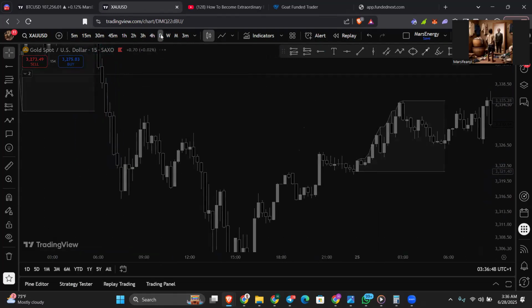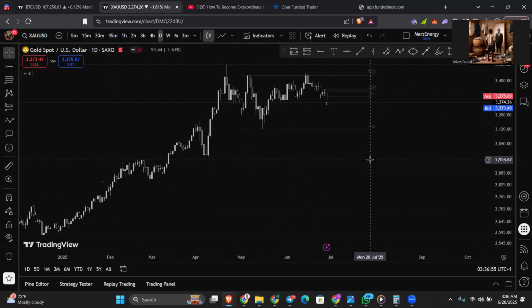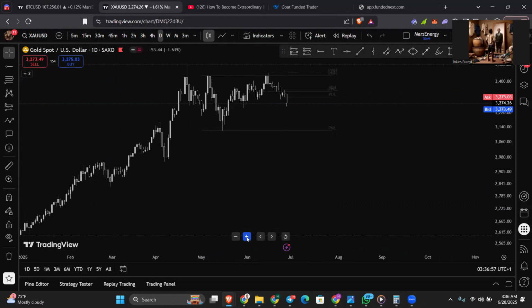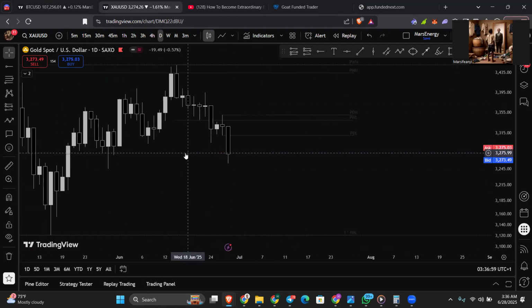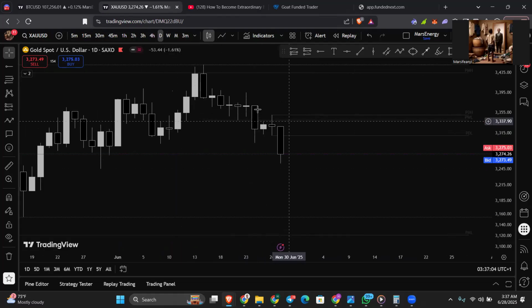Now let's go to Wednesday and see what happens. So for us to trade Wednesday, you are going to use the price action of Tuesday to trade Wednesday.